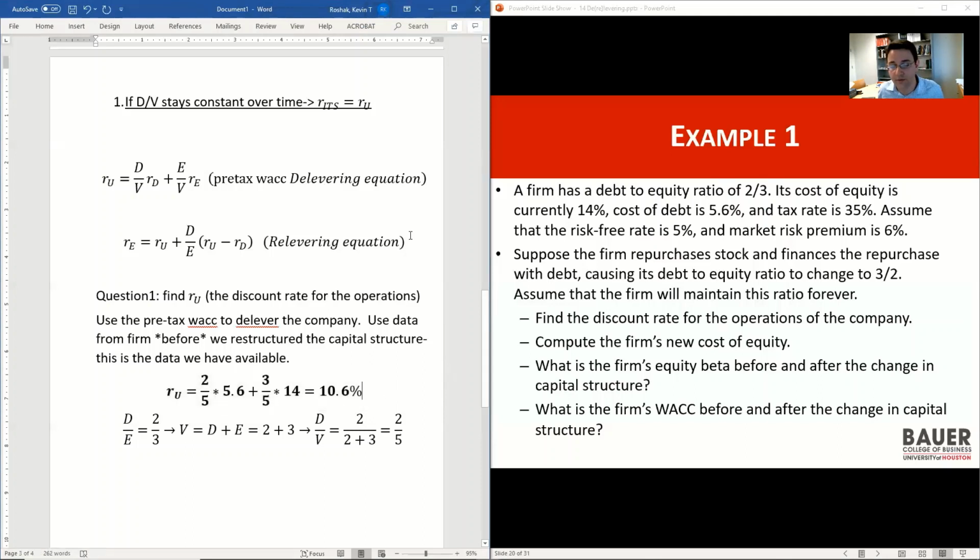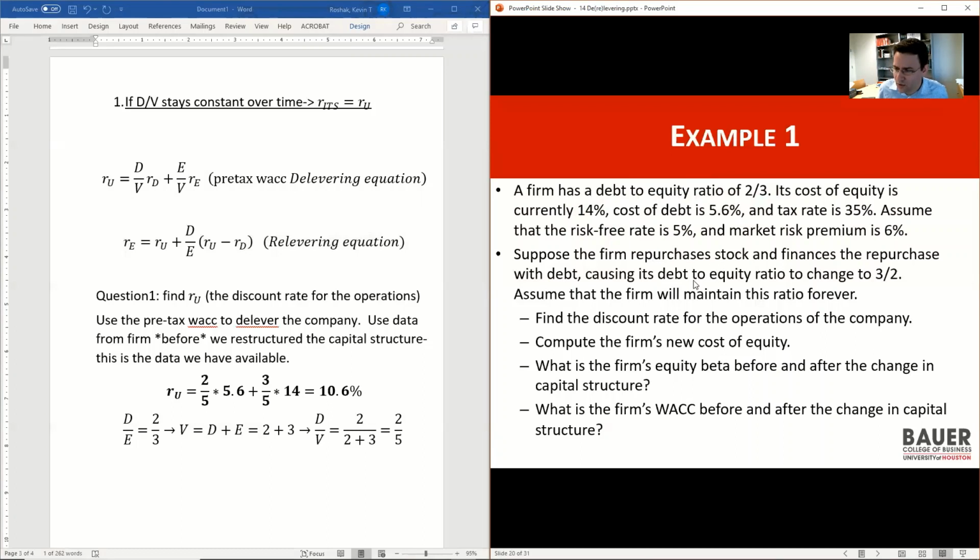That's it. That was the first question. What is the discount rate for the operations? We just had to work through the pre-tax WACC. The only tricky part is that we had to use the information from before the restructuring, right? We had all this information on what the company used to look like. We had to use that information to figure out what's going on with the assets.